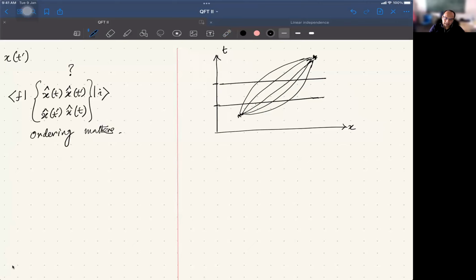So if t is greater than t prime, then your picture is this, and in that case the operator ordering will be x hat(t), which is at a later time, then x hat(t prime). This is the ordering that should sit here, because this tells you a particular ordering: t_i, then t prime, then t, and then t_f. This is your t_i and this is your t_f.